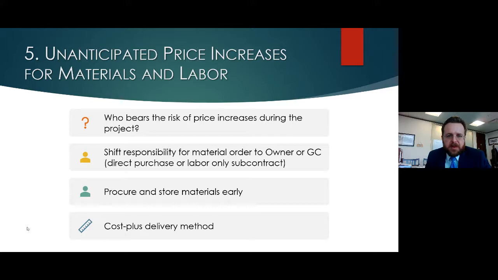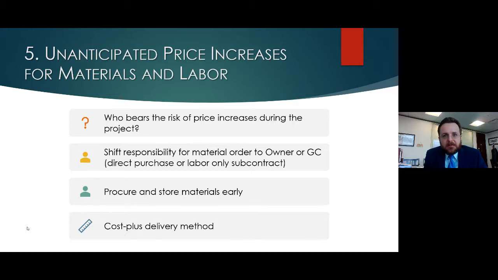You can shift responsibility for purchasing the materials to either the owner or the GC. Do a labor-only subcontract. Then you're not at risk for the material prices going up. Have the owner or the GC direct purchase the materials. Again, so you're not at risk for those price increases.